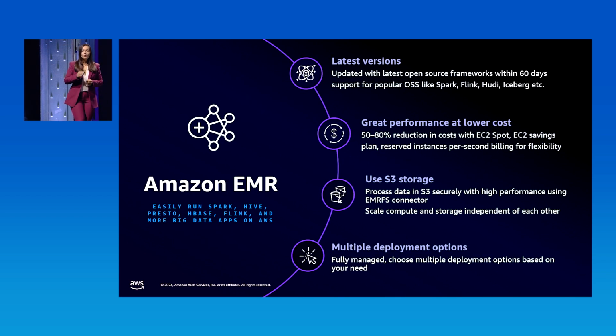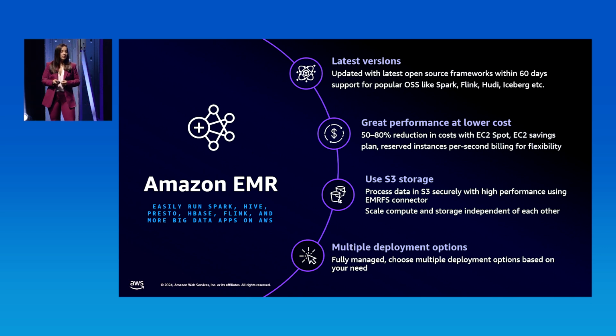But when you have got really big workloads, you want to look into Amazon EMR. Amazon EMR is a managed service for big data processing. It supports open source frameworks like Spark, Hive, Presto, HBase, and more. For each of those open source frameworks, the latest version is picked by Amazon EMR, not past 60 days after it's released to the open source.